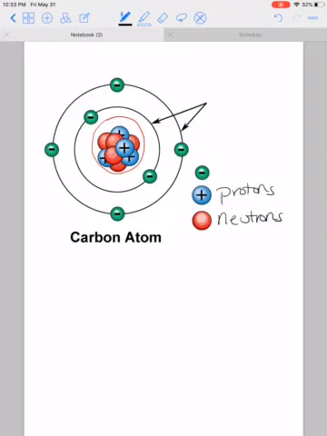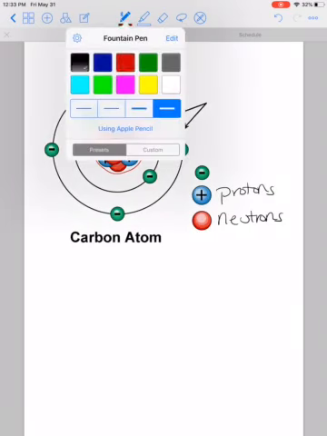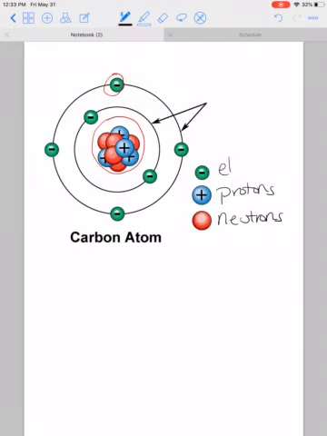Now remember, protons stay in the nucleus. They do not go anywhere else. Neutrons stay in the nucleus. They do not go anywhere else. But we still have one thing left, which is this tiny little negatively charged particle here, which we call an electron. Electrons are negatively charged, and they stay out here in what we call electron shells. And that is where the shell model comes from.